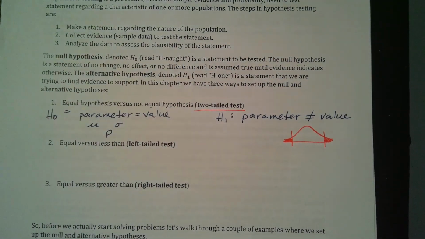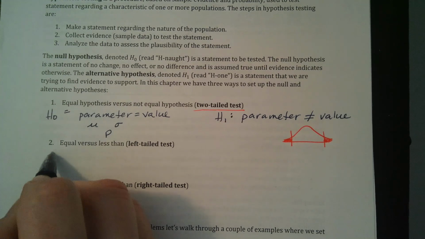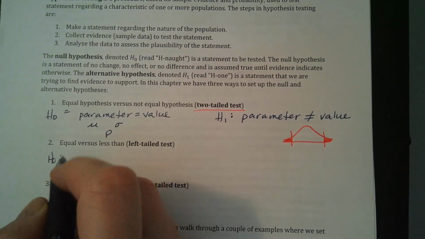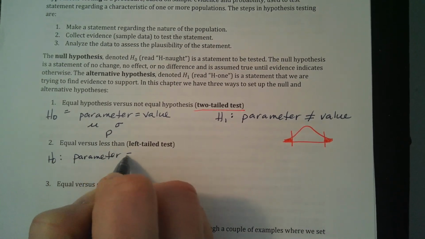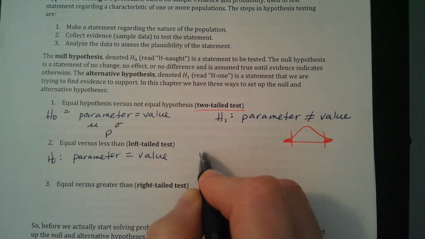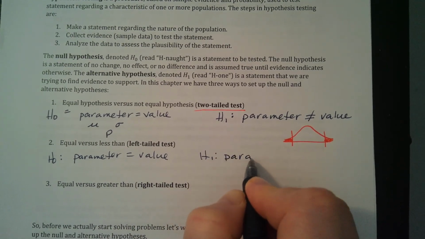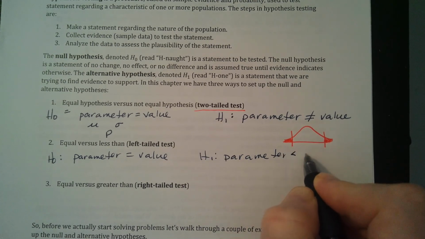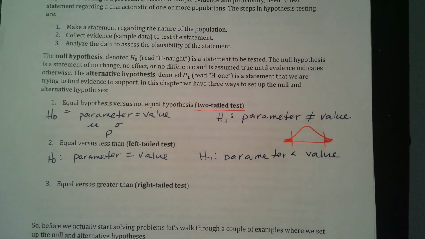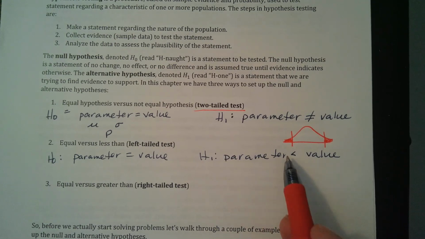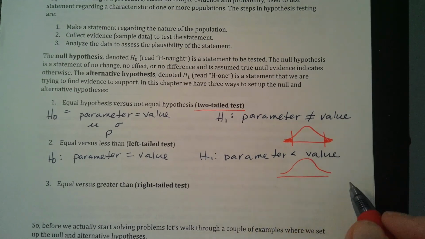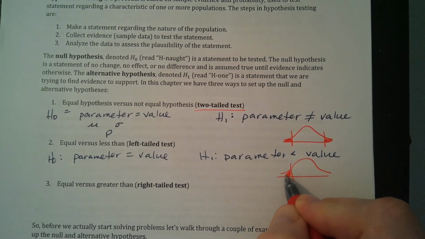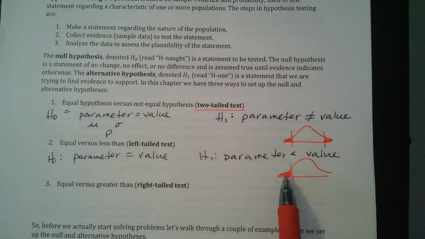Now, if you want to be more specific and state that it is less than, we would say that our initial null hypothesis is that our parameter is equal to some value, and that the alternative is that the parameter is less than some value. So we're trying to prove that the parameter is now less than whatever the value was that was being claimed earlier. If we're stating less than, then we're only stating it's a left-tailed test. We're saying our sample is going to be on the left side of the average.